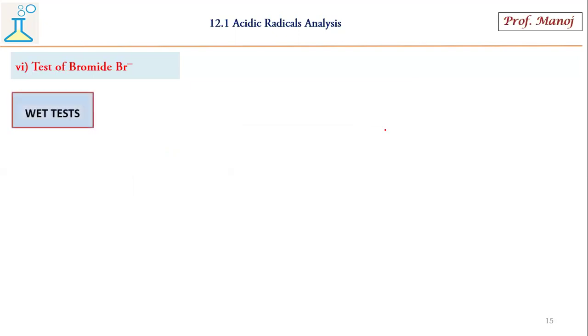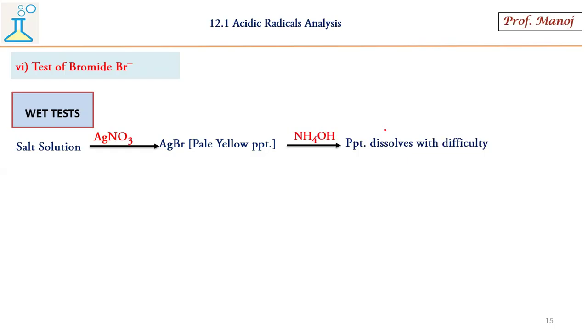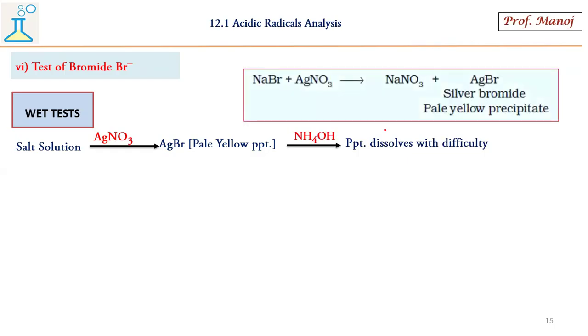Let us go for the wet test. So salt solution is first treated with silver nitrate. ये set आपको एकदम chloride जैसा दिखेगा. You get AgBr pale yellow PPT. But when treated with NH4OH, PPT dissolves with difficulty. For the reason you are getting here silver bromide, and silver bromide is quite a sparingly soluble salt. So due to its high value of KSP, the solubility in NH4OH becomes a problem.